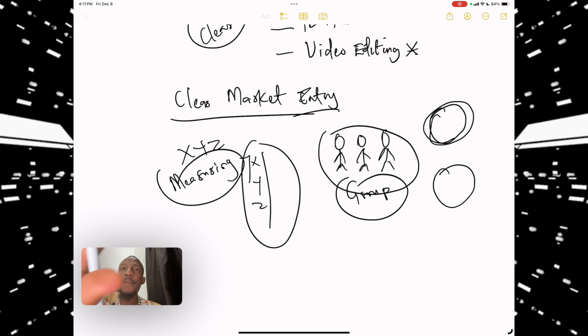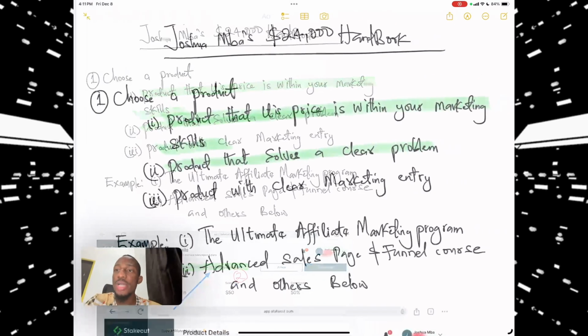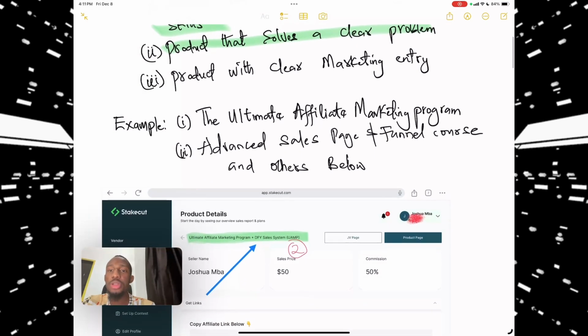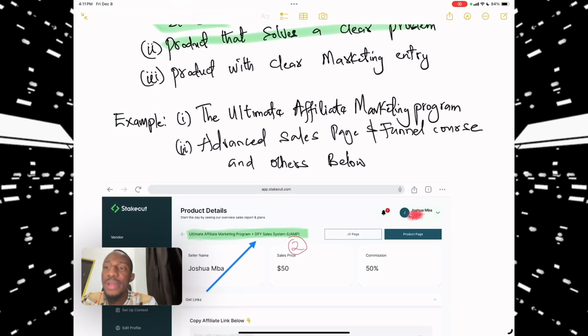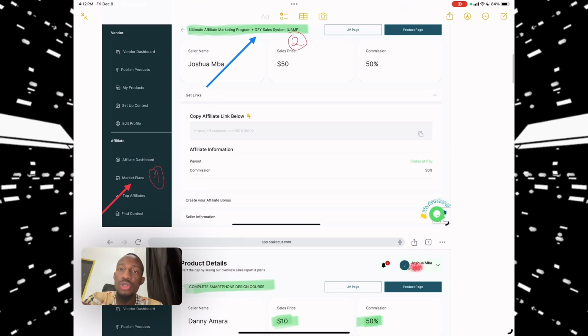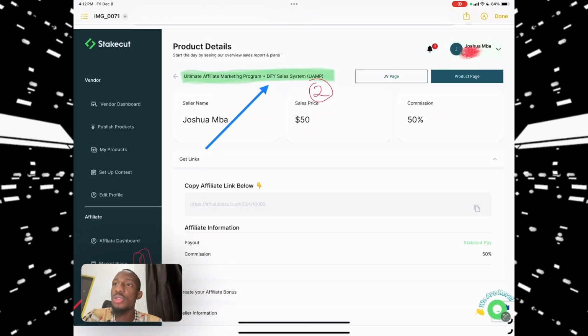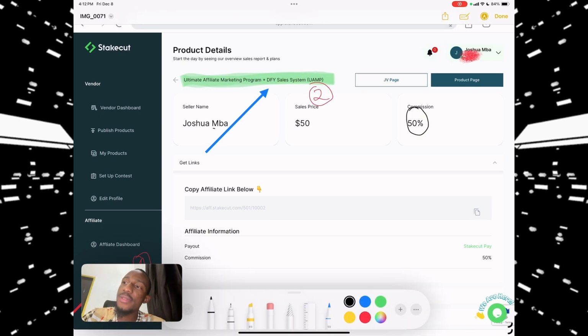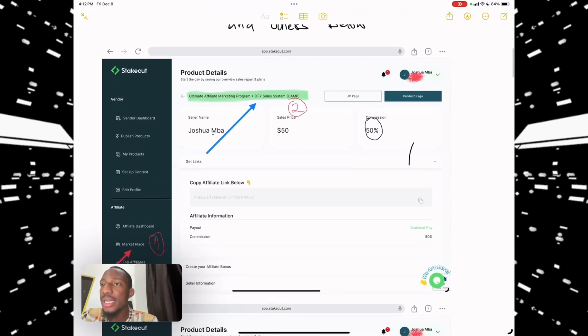So what I did is pick out a couple of products that I feel meet this criteria. There are actually a lot more products that meet this criteria. The first one is the Ultimate Affiliate Marketing Program. Just go to the marketplace and you get to see this product. You can also search for it on the search bar. If you type Ultimate Affiliate, you will probably see it. It's currently sold at $50 and the commission is 50%.